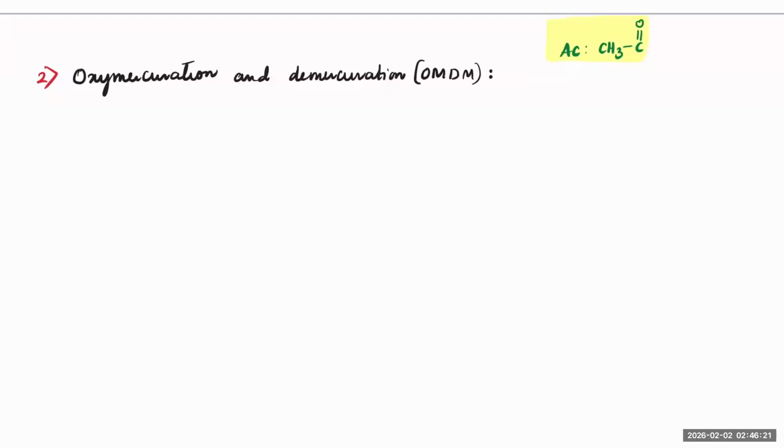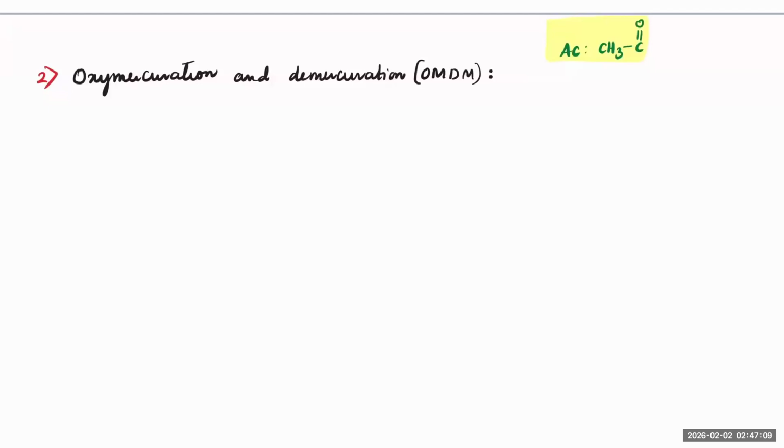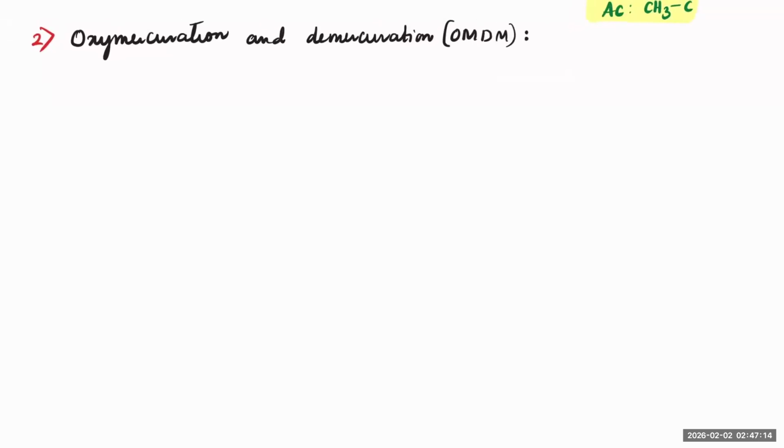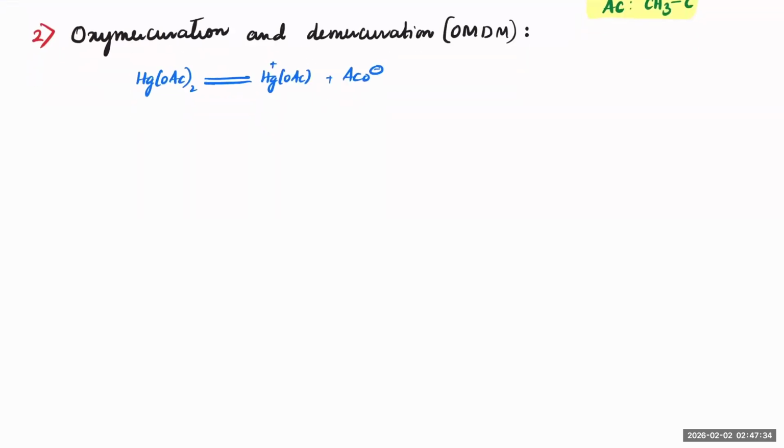Now see the second type of reaction where hydration is happening, which is oxymercuration and demercuration. Please check oxymercuration and demercuration. So basically we have the first step, not even the first step, I would say, Hg(OAc)2 will exist in equilibrium as HgOAc plus and AcO minus. This is like the zeroth step, you can say.